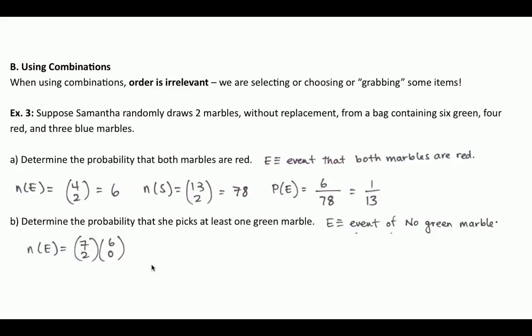Now we've tossed the 4 red and the 3 blue together, because we don't care whether it's red or blue. We just care that it's not green. So notice how now instead of 3 piles, we've just said the green pile and the not green pile. So that's why it's 6 and 7.